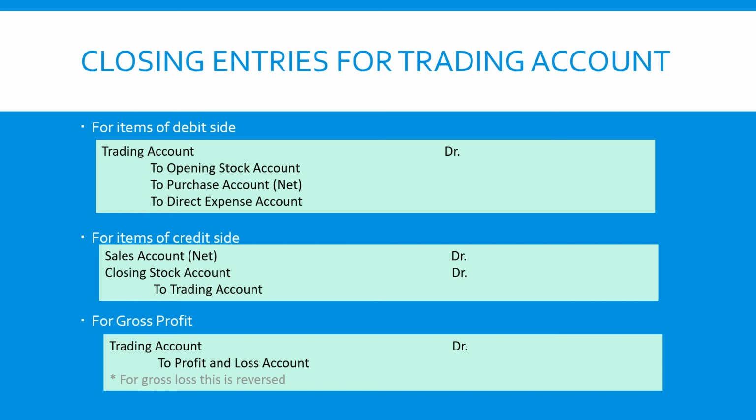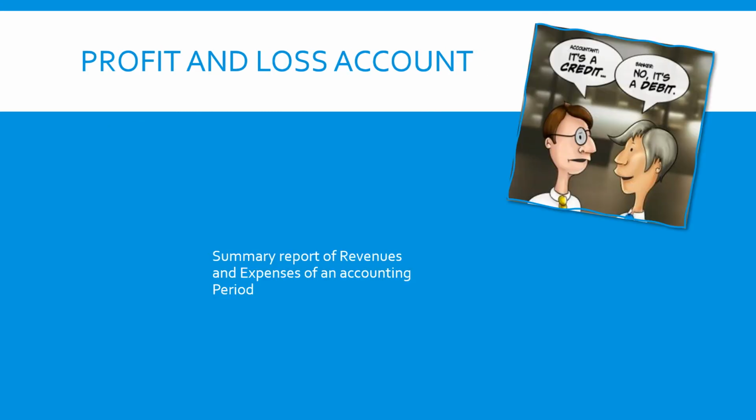Okay, moving further, let's understand the profit and loss account. After we have completed and ascertained our gross profit, in our previous last journal entry we said we are moving that gross profit or gross loss to the profit and loss account.